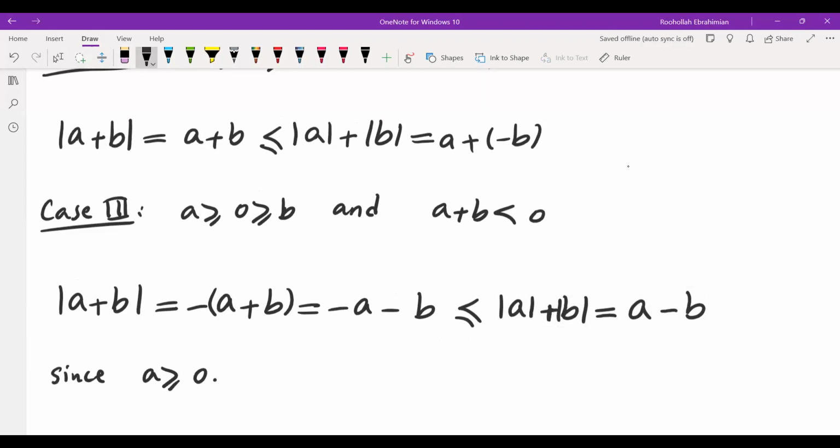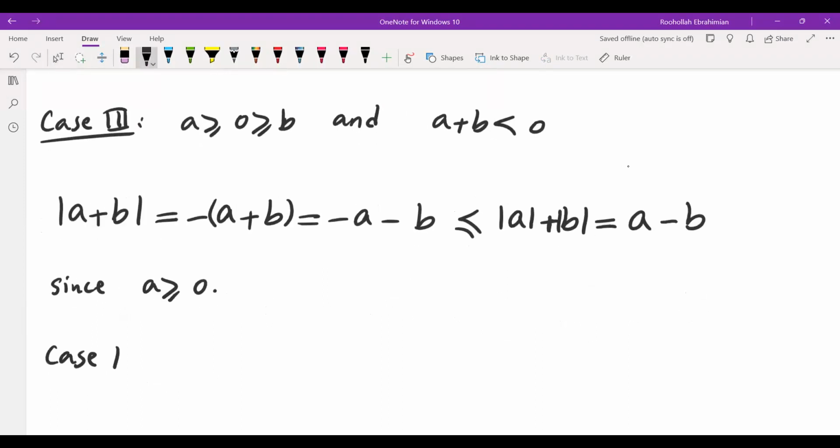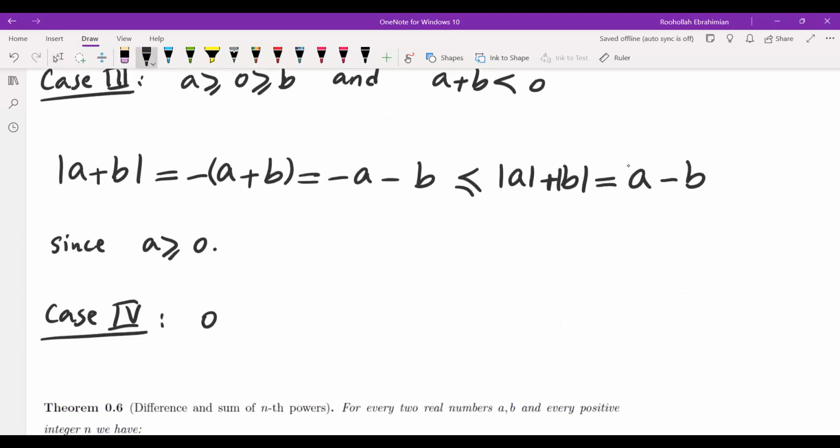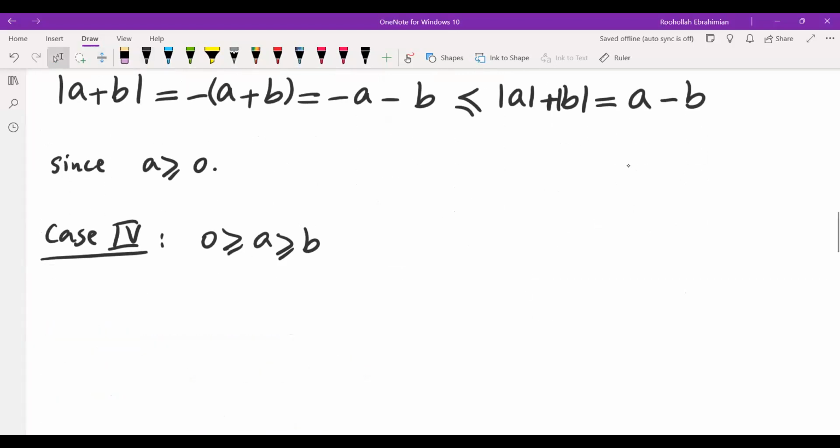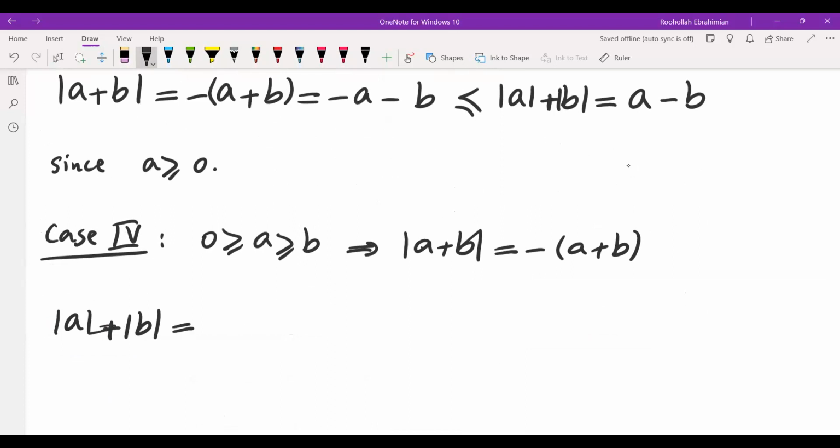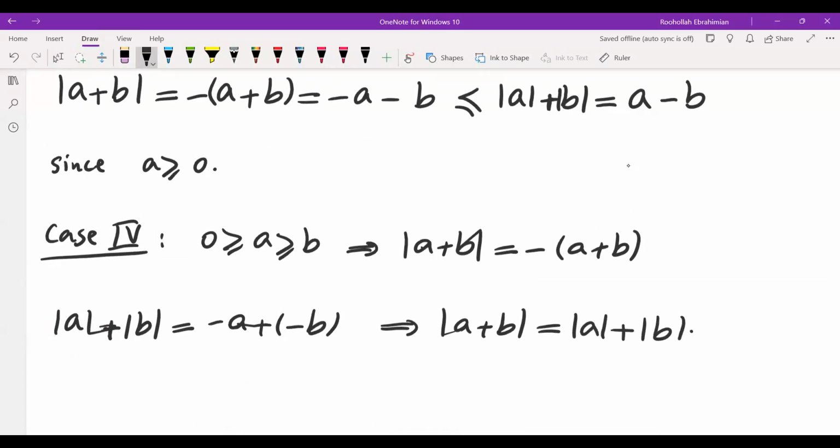So that's the third case. And finally, the last case is when both of these two numbers are negative. And if that were to be the case, then absolute value of a plus b would be, that's negative, so that's negative absolute value of a plus b. And absolute value of a plus absolute value of b is negative a plus negative b. And this means absolute value of a plus b is equal to absolute value of a plus absolute value of b. And this completes the proof.